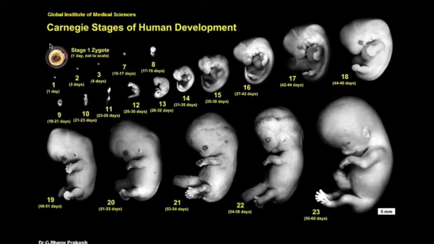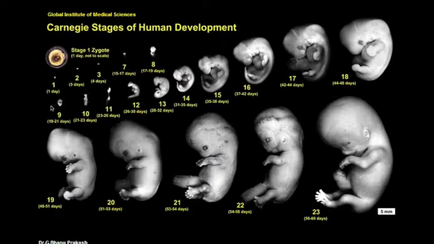Now the zygote forms when the egg and the sperm join together and forms the first cell of a new individual, and that's called the zygote. And then it progresses through a series of different stages in early development to show how the baby develops. A typical pregnancy lasts about 9 months or 40 weeks, and this shows up to about 60 days or 2 months. Okay, so I just want to point out a few things.